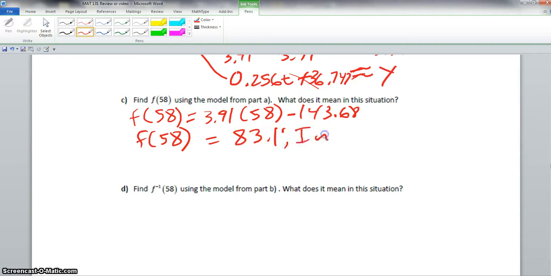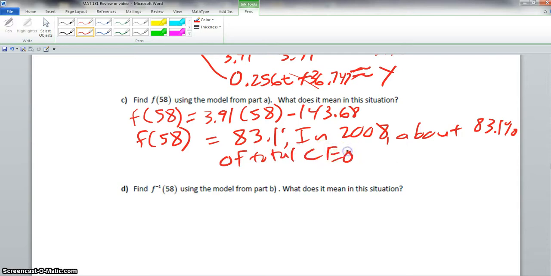So, in 2008, about 83.1% of total CEO pay will be made up of stock options.